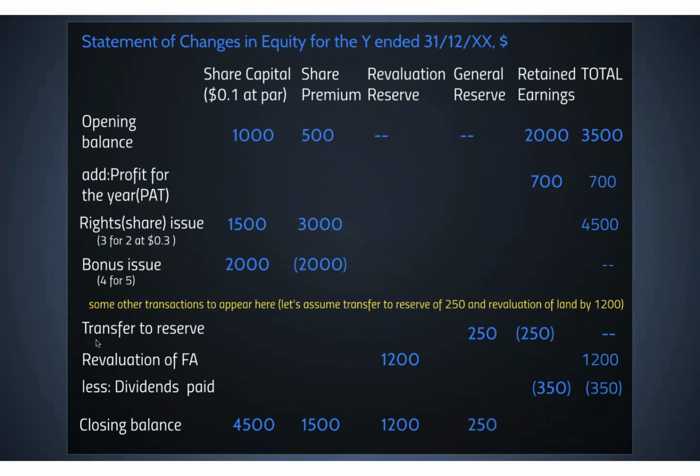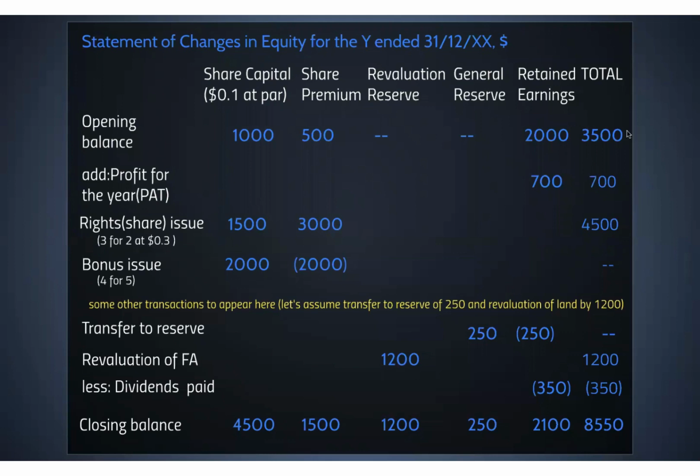General reserve 200.5, and retained earnings increased by the profit earned during the period, but decreased because of transfer to general reserve and dividends paid. So the final closing balance would be 2,500. The total equity, the total final capital would be 8,550. That would be the closing capital in the company.